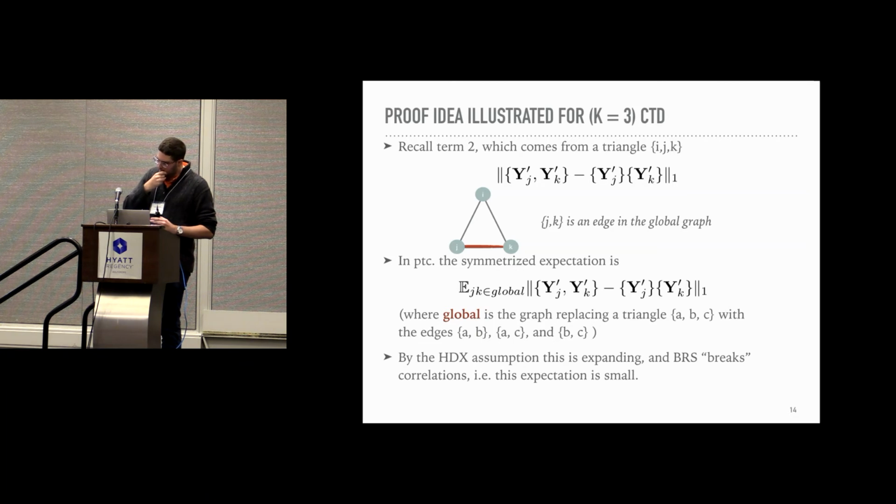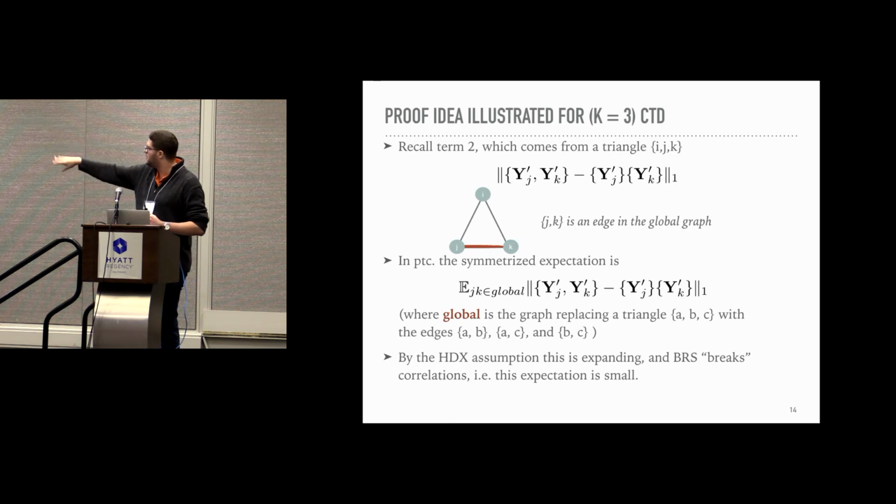So you can think of it as the statistical difference over some edge jk. And this edge jk is considered precisely because ijk is a triangle in the original graph. So you can say this edge jk is an edge of the global graph. Okay, and this global graph is expanding.